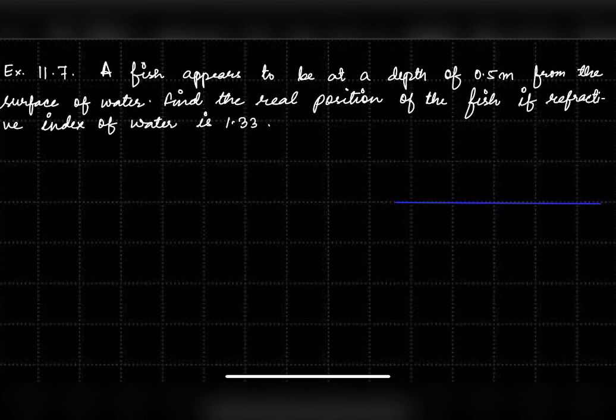The question says there is water like this and there is a fish inside the water. Let's say the fish inside the water is like this. Now if I look from outside, actually the fish is here. So this is my real depth. But when I look from outside, it seems like it's not the real one. It seems like the fish is here. So this is my apparent depth.